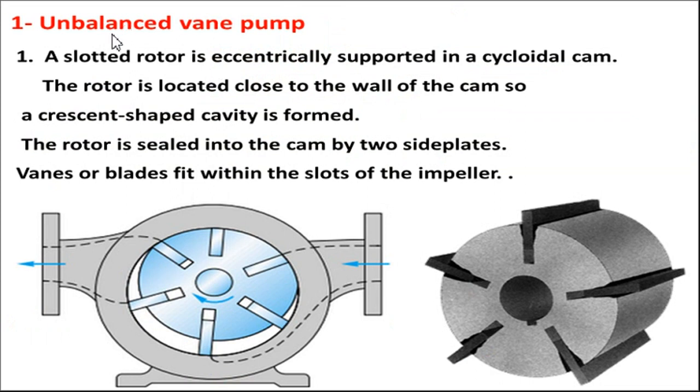First one is the unbalanced type of vane pump. Now what is the unbalanced type? In the unbalanced type, a slotted rotor is eccentrically supported in a cycloidal cam. The rotor is located close to the wall of the cam, so a crescent shaped cavity is formed. The rotor is sealed into the cam by two slide plates. The vanes or blades fit within a slot of the impeller.